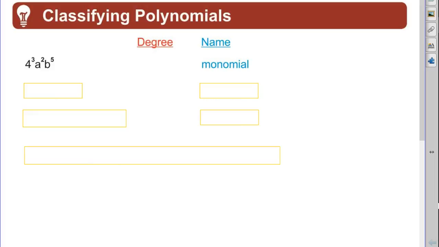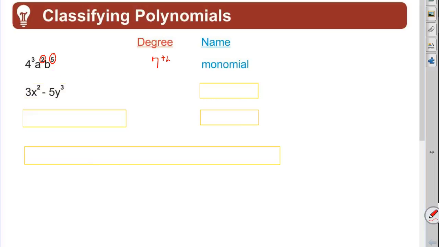Now, what's the degree? And you were taught to add the exponents. So what degree is this? Well, pay attention to detail, right? We learned to add the exponents of the variables. So it's only the 2 and the 5. This monomial is 7th degree, not 10th degree. You do not add the exponents of numbers, all right? Only the variables.